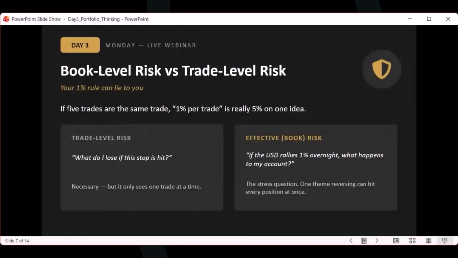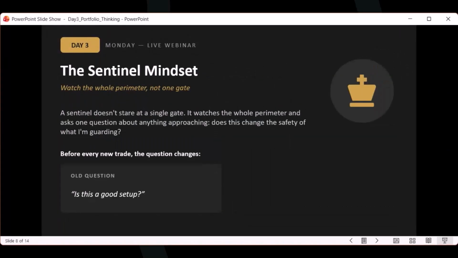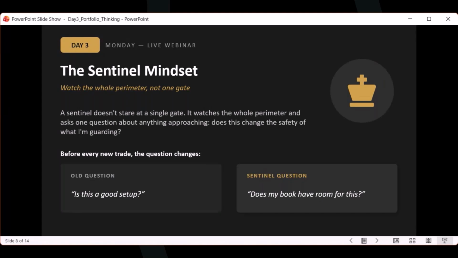Okay, so what we'll do now is pop it back to our slideshow presentation. There we go. What we're trying to do with the Sentinel mindset is watch the whole perimeter, not just one gate. So does this change the safety of our portfolio? Rather than asking is this a good setup, we're asking the question, does my book have room for this? There are other things we can integrate within this Sentinel idea, but the bottom line with this basic question is that both answers should be yes.